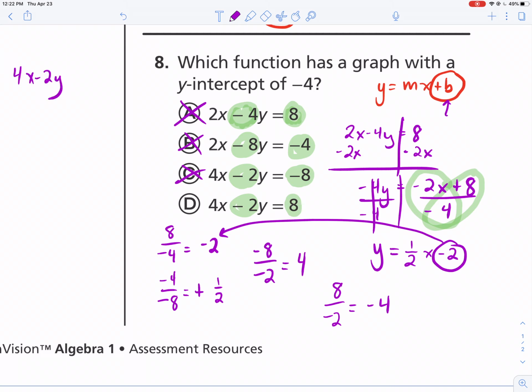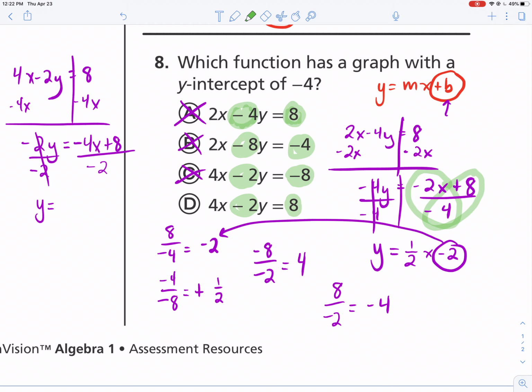And just to see it, we're going to take D and we're going to say 4x minus 2y equals 8. If I wanted to get the y by itself, I subtract 4x, and I get -2y equals -4x plus 8. I put the -4x first because we want to keep in the mx plus b format. I divide by -2. Our -2's cancel, and I get y equals a negative divided by a negative gives us a positive, and 8 divided by -2 will give us a negative. So if I were to reduce this, I'd end up with 2x minus 4.